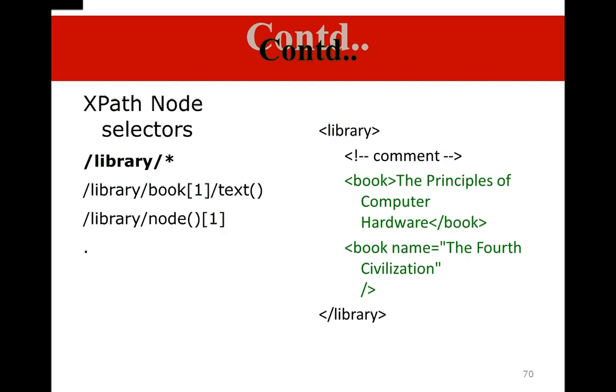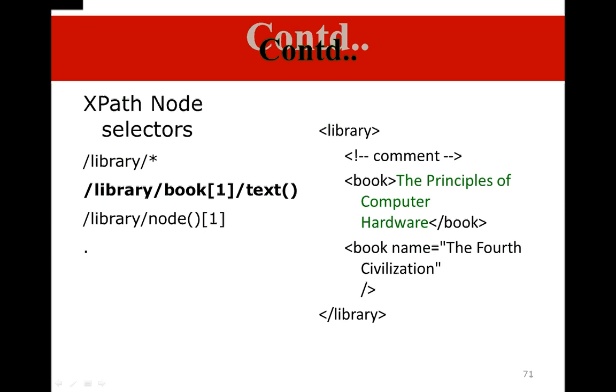And /library/*, the star or asterisk symbol resembles everything, right? In library, every element will be highlighted or selected. That is what is meant by this. Next one is, in library, the first occurrence of the book and the value which is there in that book. The principles of computer hardware, that's the text which resides within the first book, that will be highlighted with the help of this XPath expression.